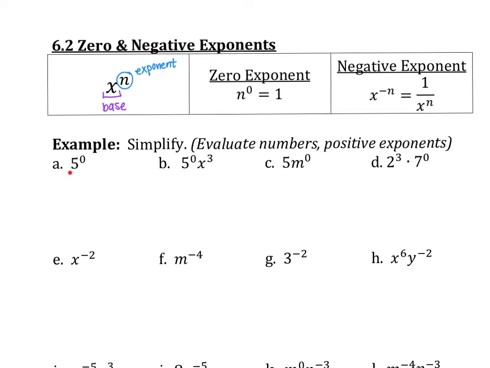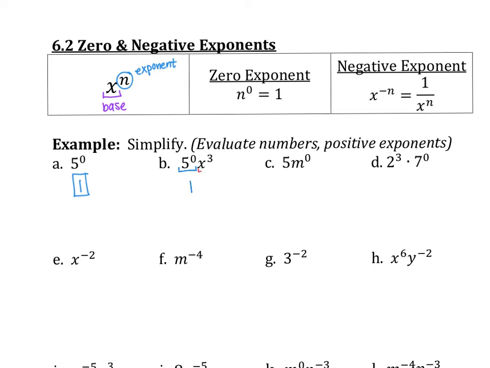Okay, so this first one says 5 to the 0. Well, according to this property, anything to the 0 power is going to equal 1. So this is just 1. Okay, now I'm going to look at B. B has two different bases. It has 5 to the 0 and it has x to the third, and you kind of treat them as separate problems that are just multiplied together or squished next to each other. Okay, so if I just look at the first part, 5 to the 0, well, that's just 1. I learned that on the previous problem.